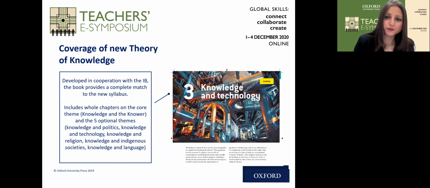Coverage of the new Theory of Knowledge includes whole chapters on the core theme and 5 optional themes. So each chapter is dedicated to an optional theme. Students don't really need to go through the entire 5 themes at one go. They can break it up into different chapters and study it closely and separately.